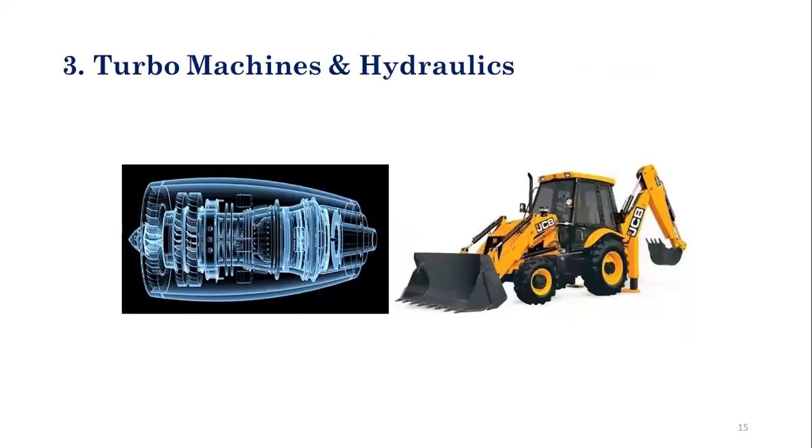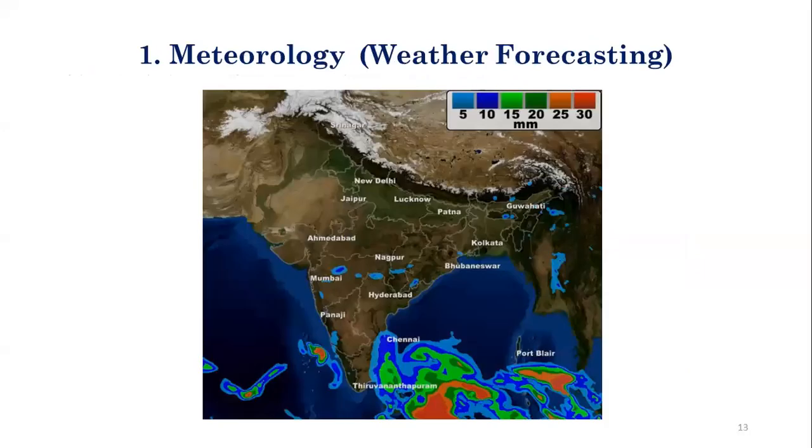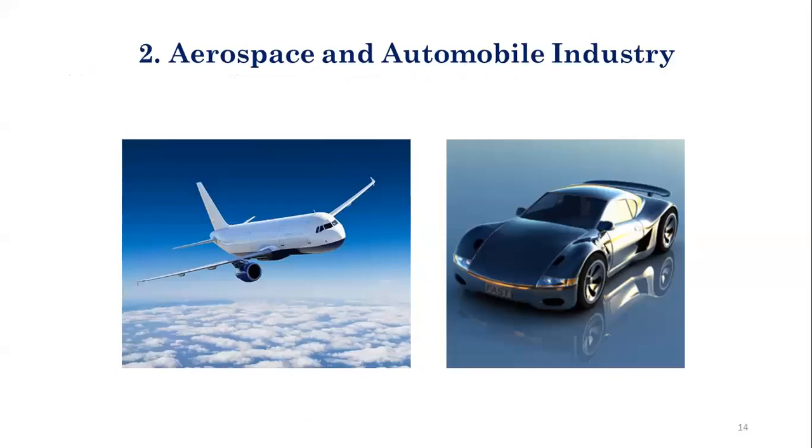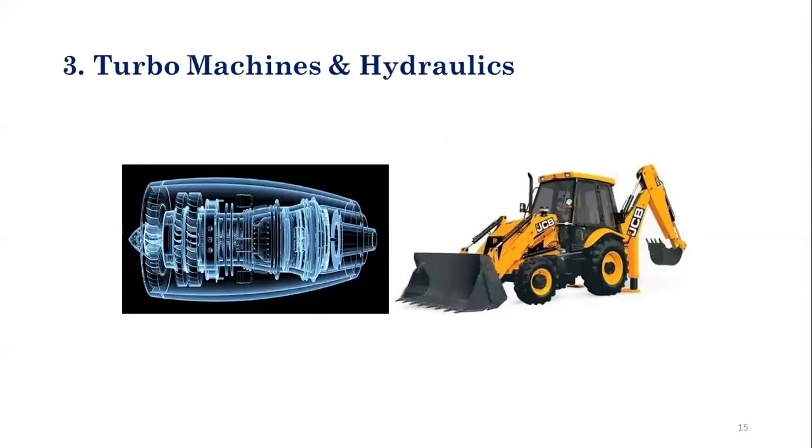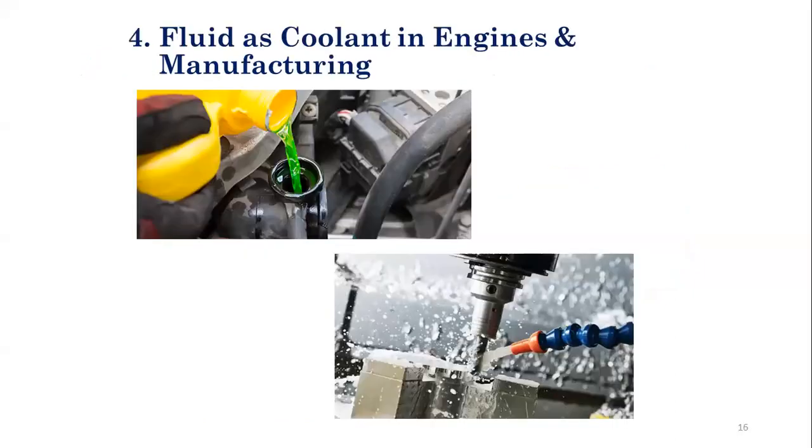Next, turbo machines and hydraulics, where you use fluids to run these machines, like hydraulic machines and turbo machines. So there also we need the different properties of the fluid and different applications of the fluid. So this is also one of the applications of fluid mechanics. First, we have seen weather forecasting as the first application. Next, aerospace and automobile industry. Next, turbo machines and hydraulic machines, hydraulics.